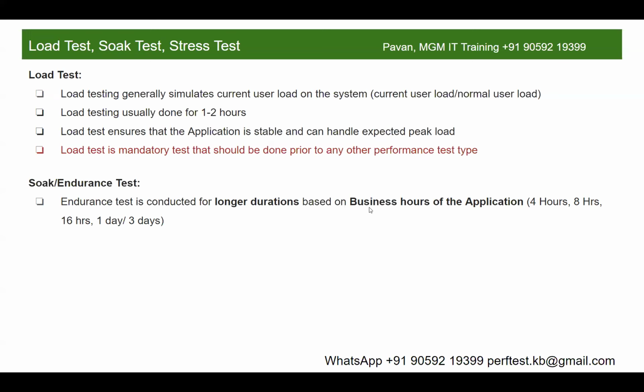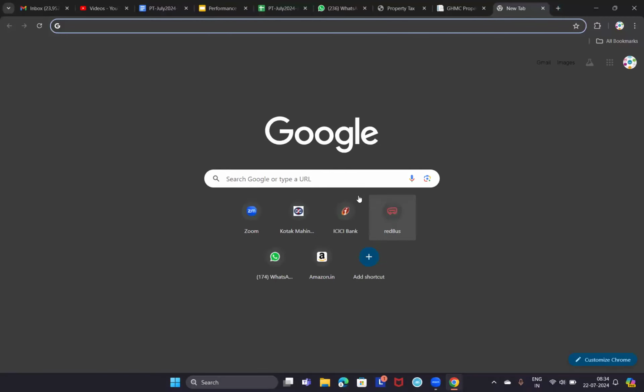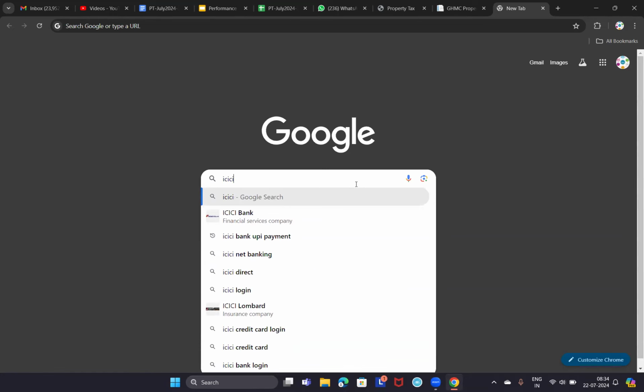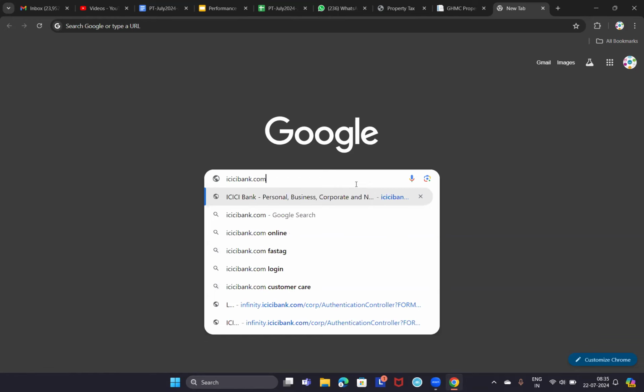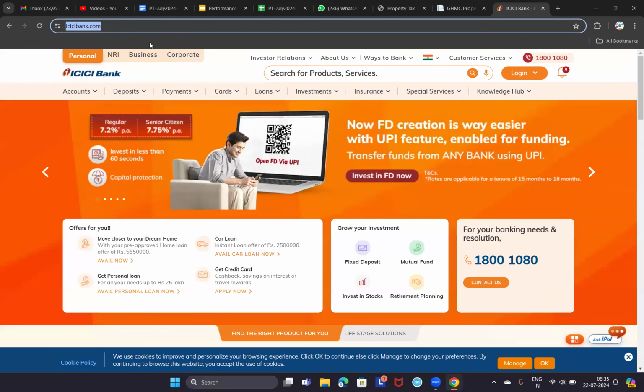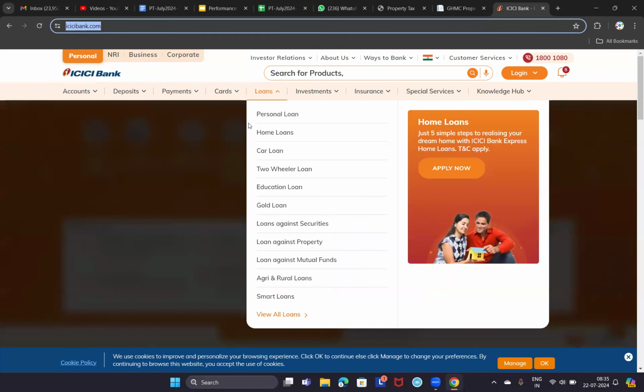Now let us discuss what is meant by business hours of the application. If you take any banking application, not net banking, there is a net banking application. Let's take SBI or ICICIbank.com. This is a net banking application, isn't it? ICICIbank.com is the net banking application for ICICI Bank end users like you and me. As an end user, we will be using this website if we have an ICICI account.